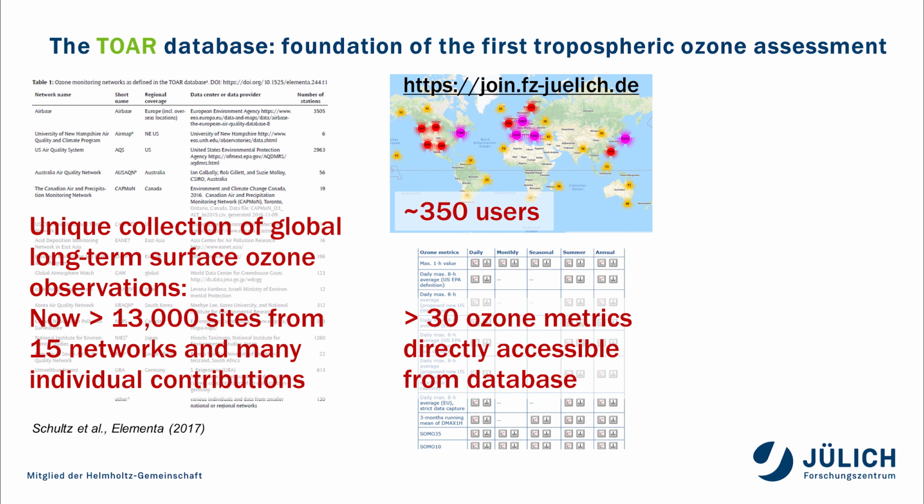So the TOAR database has been the foundation of the first tropospheric ozone assessment. It's really a unique collection of global long-term surface ozone observations, which now covers more than 13,000 sites from about 15 different networks and many individual contributions. There's a paper describing the database in the special issue of TOAR in the Elementa journal. We have about 350 users and more than 30 ozone metrics directly accessible from the database.